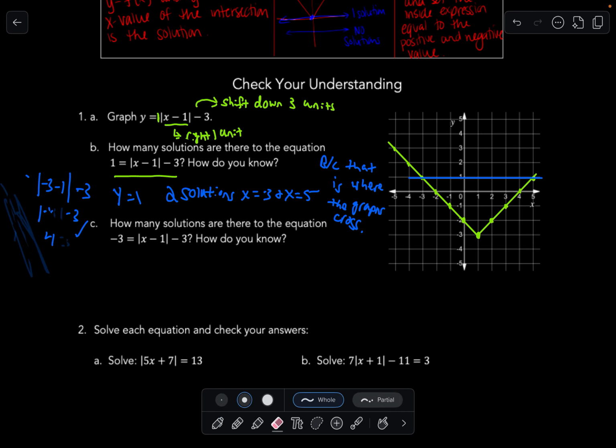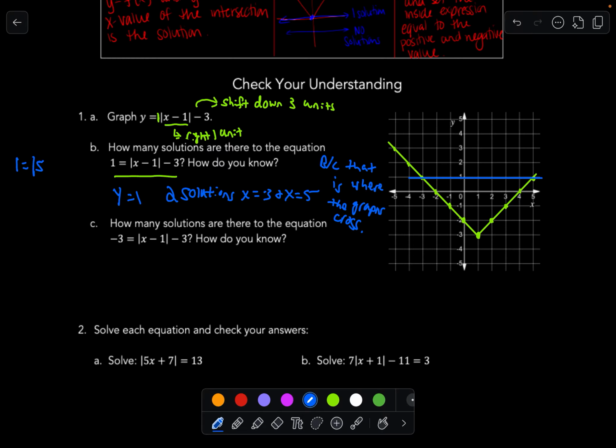You're going to find out when we talk about nonlinear equations, you're always going to want to check your answers. Make sure you did it right. Especially when you get into quadratics and stuff where it gets a little bit crazier. And then let's check x equals 5. So does 1 equal the absolute value of 5 minus 1, minus 3? Well, 5 minus 1 is 4. Absolute value of 4 is 4. 4 minus 3 does indeed equal 1. X equals 5 is a solution. It checks.